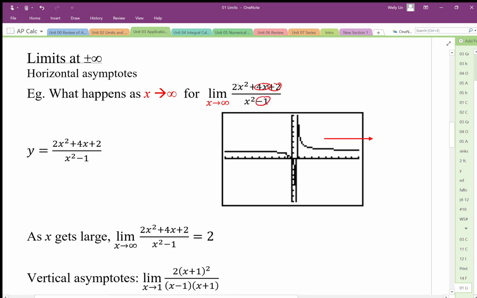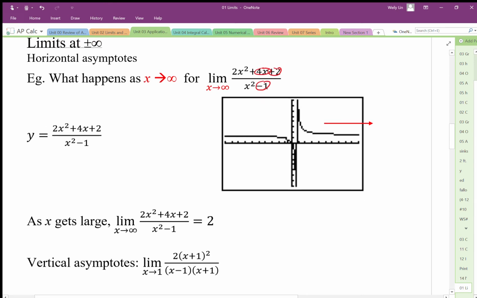And this graph starts to behave like 2x squared over 1x squared. Basically, 2x squared over 1x squared ends up being equal to 2. So as x gets large, we can ignore these terms and just look at this ratio, 2x squared divided by x squared, and we get this ratio equal to 2. So this graph starts getting closer and closer to y equals 2, and we end up with a horizontal asymptote at that value.